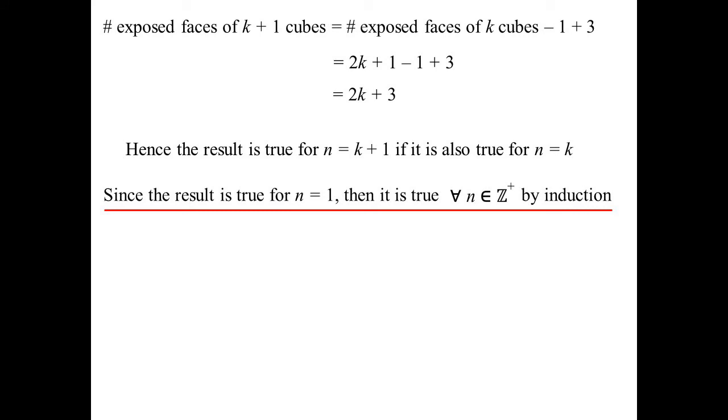Okay, so the number of faces in k plus 1 cubes will be the number in k cubes minus the 1 that I lost of the original cubes, but plus the 3 that I'm adding in, which becomes 2k plus 1 minus 1 plus 3, 2k plus 3. And that's what I wanted to prove. So the use of a picture can sometimes help in these proofs. And since it's true for n equals 1, etc., etc., etc.